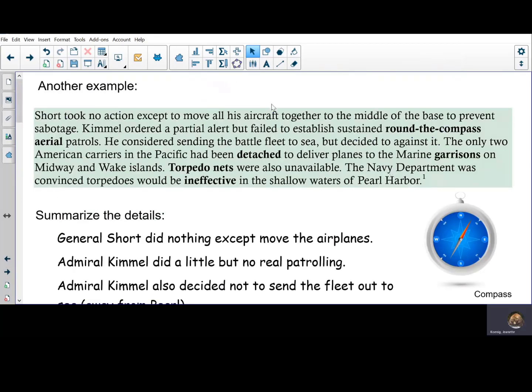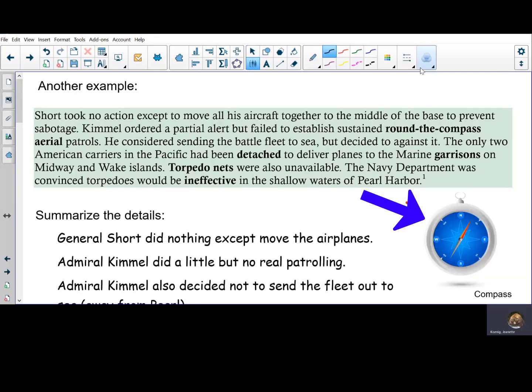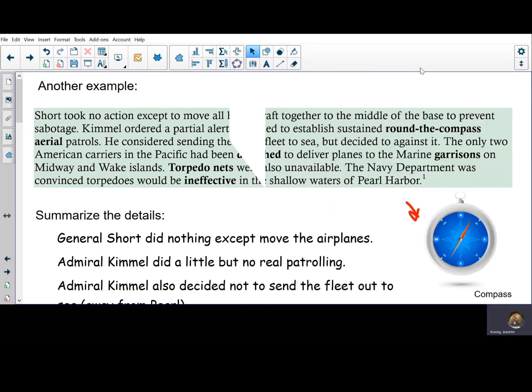Okay, let's do one more example. Short took no action except to move his aircraft together in the middle of the base to prevent sabotage. That was dumb. Kimmel ordered a partial alert but failed to establish sustained round-the-compass aerial patrols. Aerial just means in the air, so in other words, patrols with airplanes. Down here you can see a compass. Around the compass is kind of like around the clock, except that instead of meaning it's happening at all hours of the clock, it means patrols are going around in all directions on the compass.